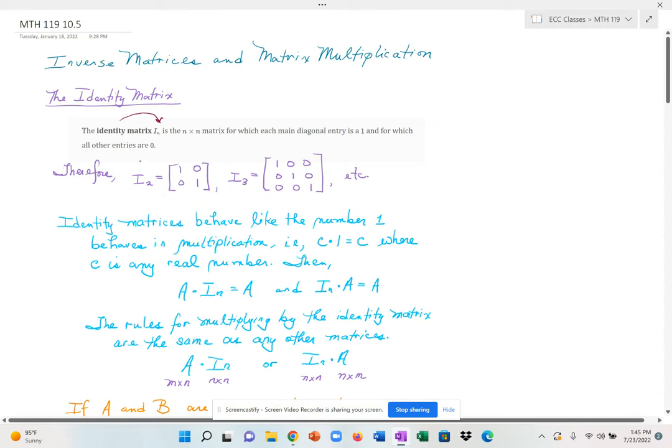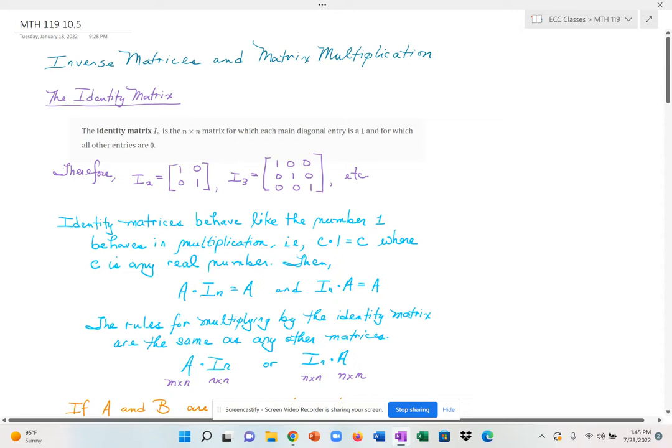So the identity matrix I sub 2 looks like this 2 by 2 matrix. And the identity matrix I sub 3 looks like this 3 by 3 matrix. So I sub 4 would be similar. It would have all ones on a diagonal from left to right, and the rest of the entries would be 0.